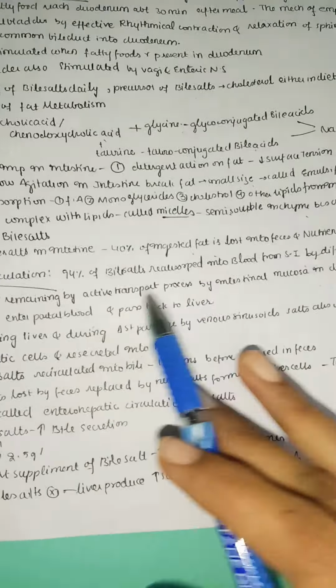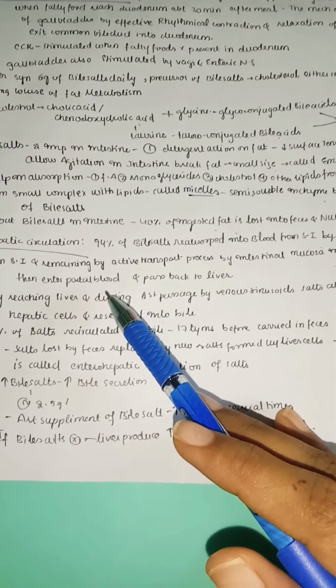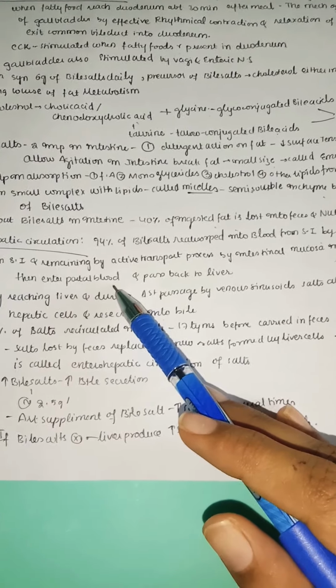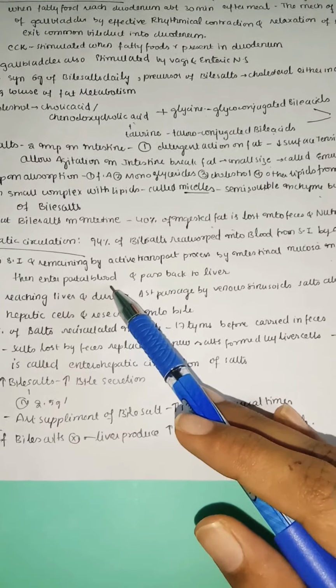It is converting them into salts, right? So these are now absorbed by the small intestine, and the remainder by active transport by the intestinal mucosa in the distal ileum, then enter the portal blood. So these bile salts enter the portal blood and pass back to the liver. Reaching the liver, during the first passage through the venous sinusoids, the salts are absorbed back into hepatic cells and resecreted into bile.